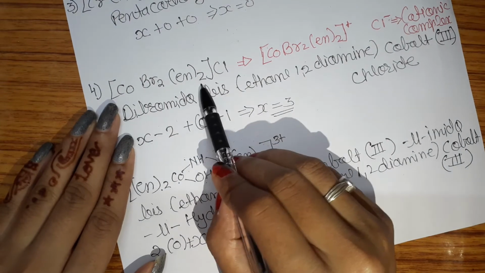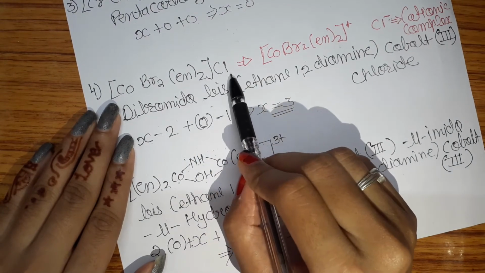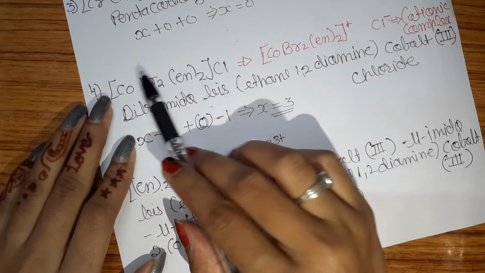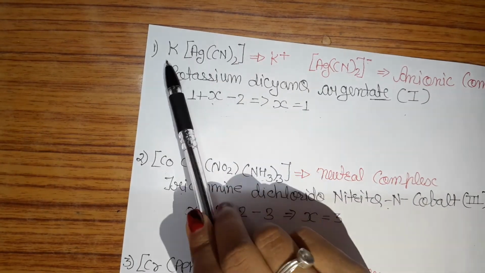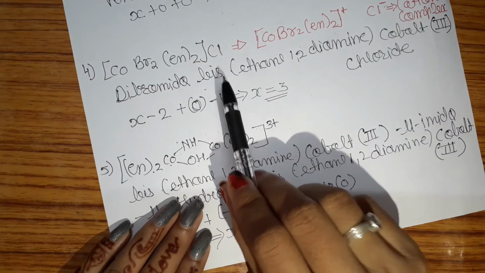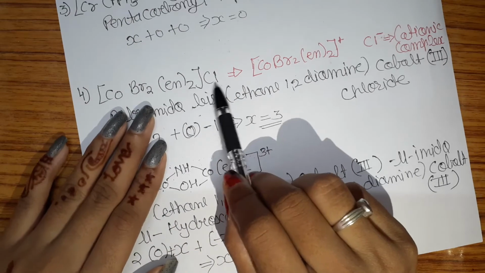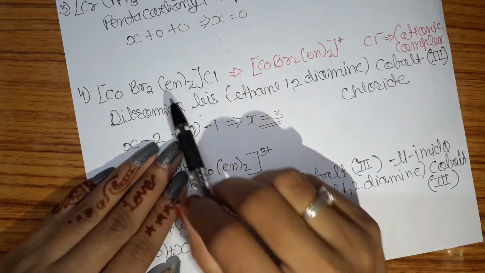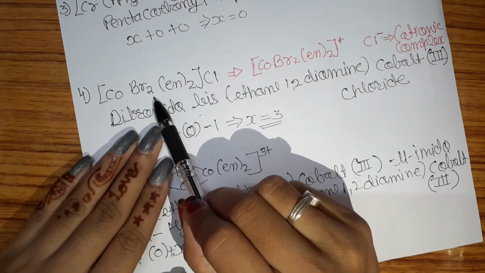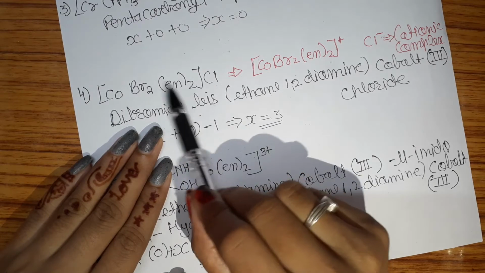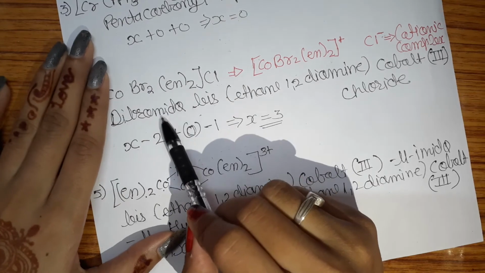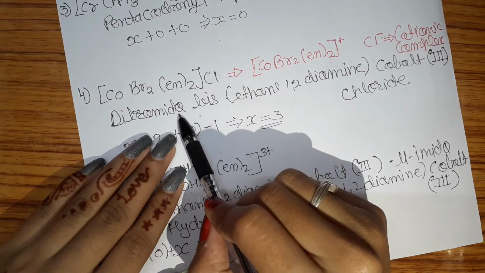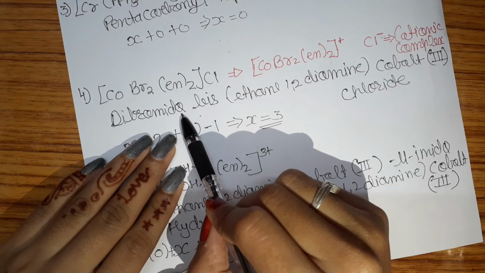[Co Br2 (en)2] Cl. There is a Cl at the end of the complex ion. There was a K at the beginning of the complex ion, that's why we are writing potassium first. Here Cl is at the end, that's why we are writing its name last. So here bromido and ethane-1,2-diamine are present. Alphabetically, Br comes first, so bromido comes first. It is a negative ligand.